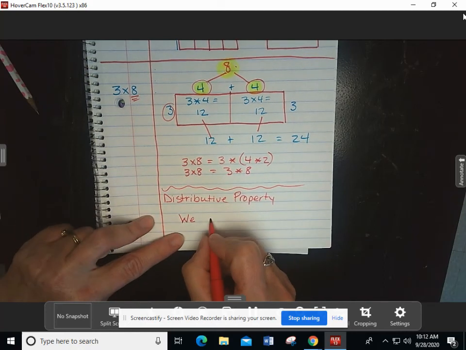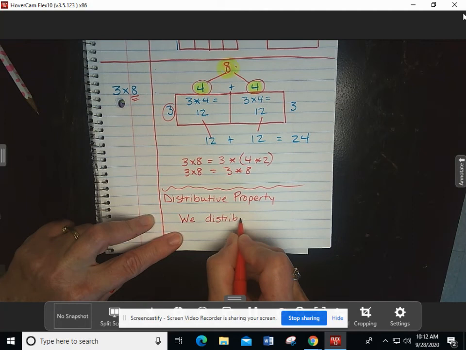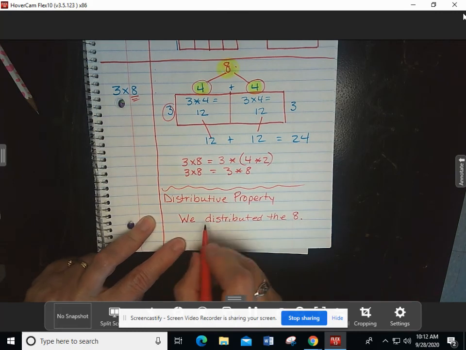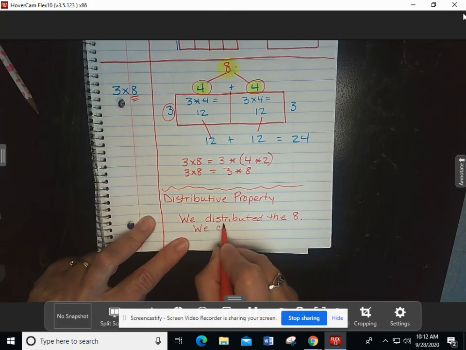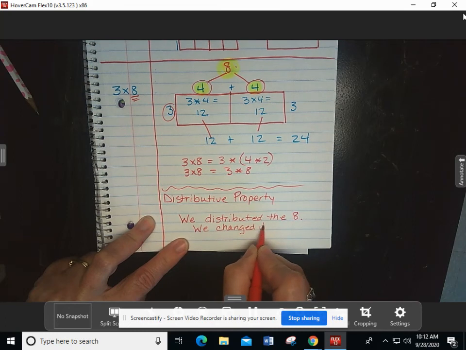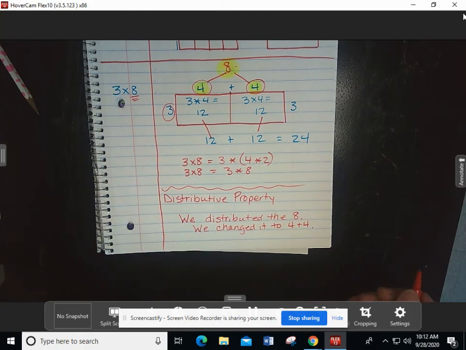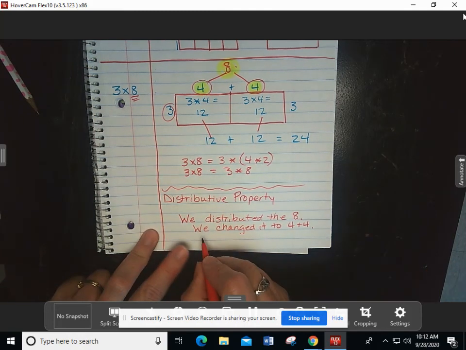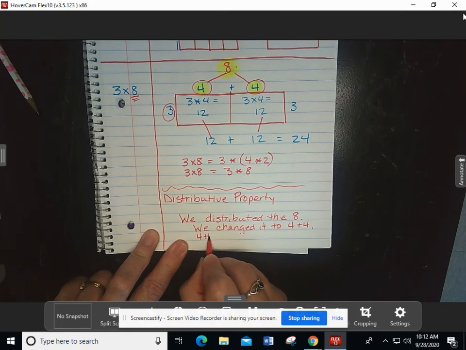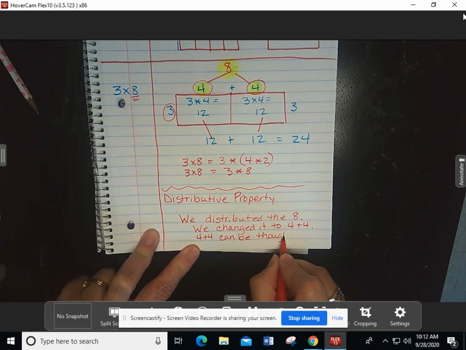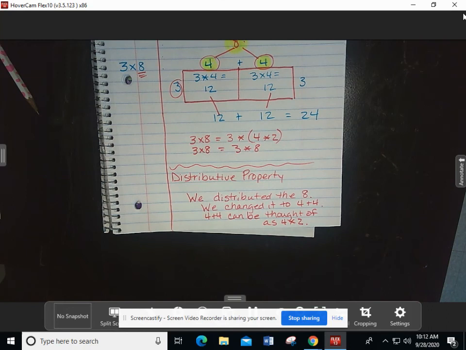We distributed the 8. We changed it to 4 plus 4. Four plus 4 can be thought of as 4 times 2. That is what your brain was doing.